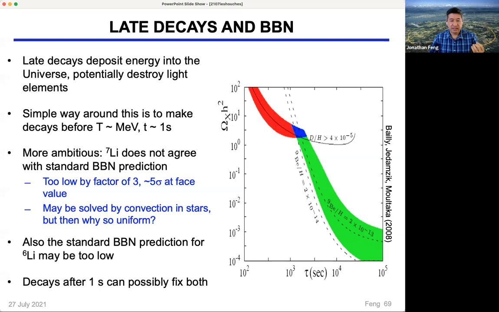As you may know, BBN is a great success with this slight fly in the ointment of lithium-7 and maybe lithium-6, which basically are too low. And it's possible that the photons that come into the universe can destroy lithium-7 and make it beautifully aligned with the observations in some scenario like this. So it might actually be good.